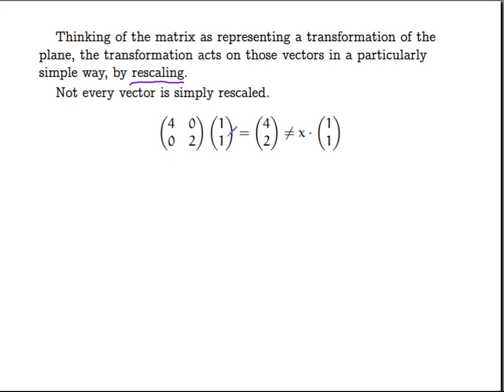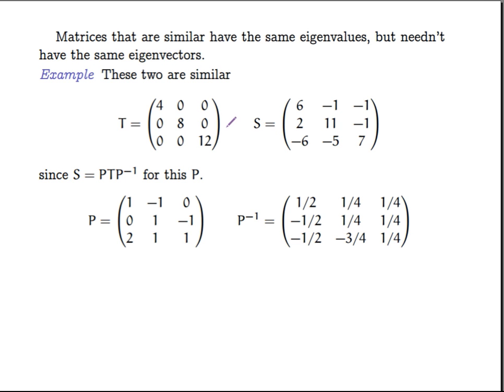Okay, it turns out that matrices that are similar have the same eigenvalues, but do not necessarily have the same eigenvectors. In fact, usually they don't. All right, so here's a particular matrix T. This is a diagonal matrix. And here's another matrix, and it turns out, as you can verify, that if you take P times T times P inverse for this matrix P, we get the matrix S. Okay, so let's see how the eigenvectors are related.